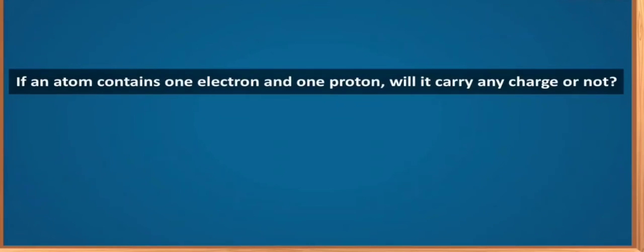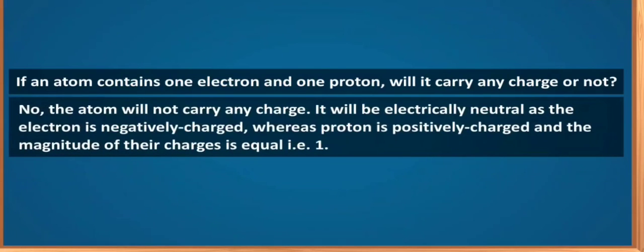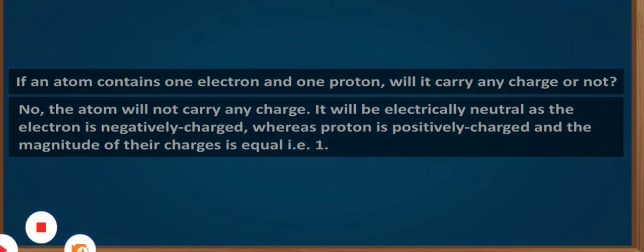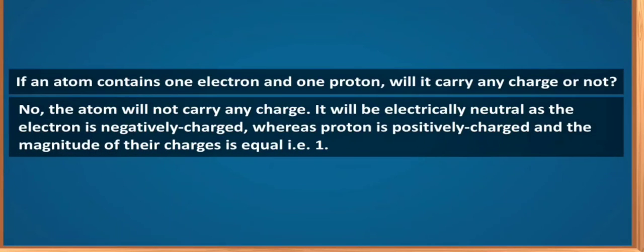Now friends, if an atom contains one electron and one proton, will it carry any charge or not? Have you understood the question? I repeat, if an atom contains one electron and one proton, will it carry any charge or not? What would be your answer? No, the atom will not carry any charge. It will be electrically neutral, as the electron is negatively charged, whereas proton is positively charged. This is equal, that is 1. So they both cancel each other's charges.